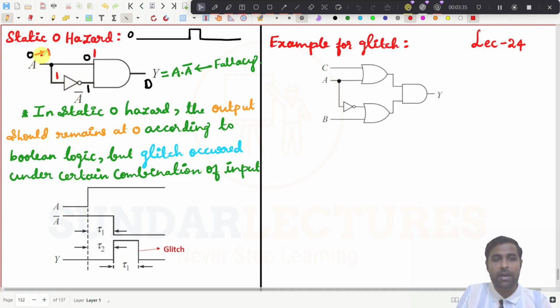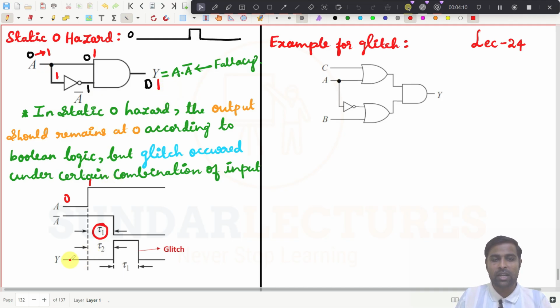See here, I have made this A from 0 to 1, but this gate is taking this A bar to 0 after a particular delay, tau 1 maybe. This tau 1 is because of this delay, and what happens there? For a moment, the inputs of this AND gate will both be 1. And what should the output be now? It will be 1. Since both inputs are 1, the output goes to 1.